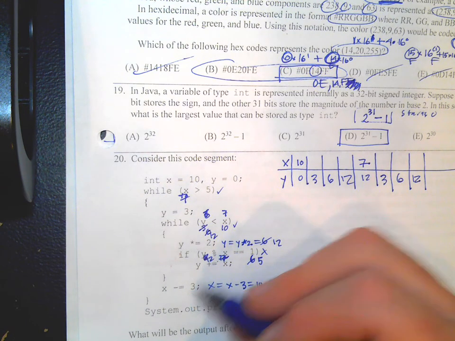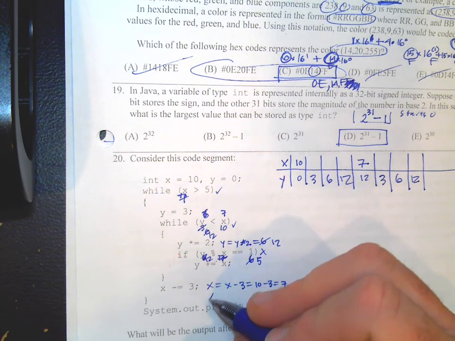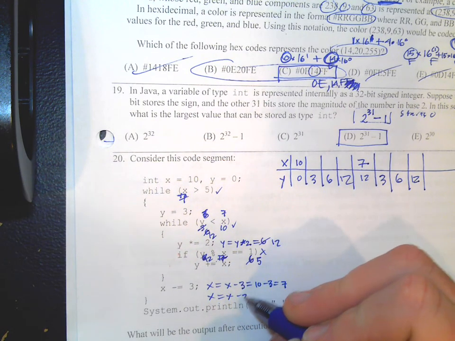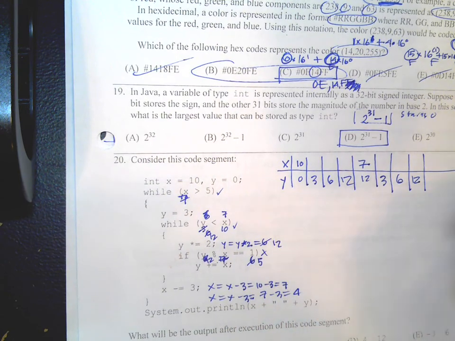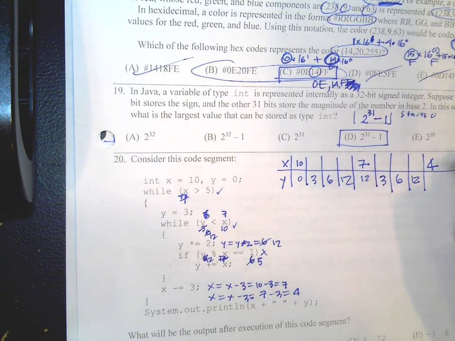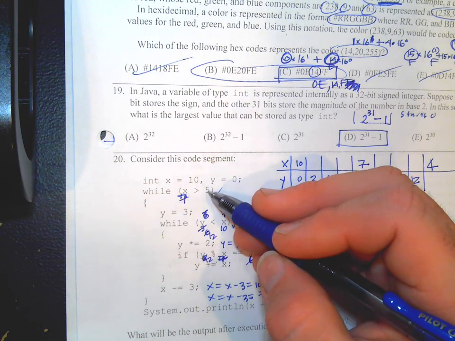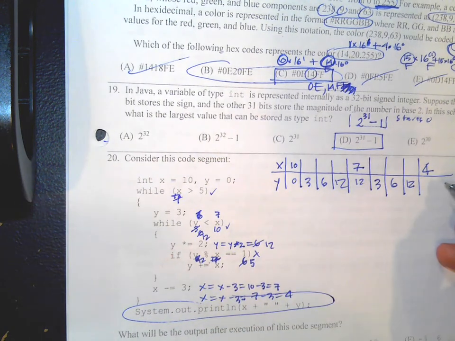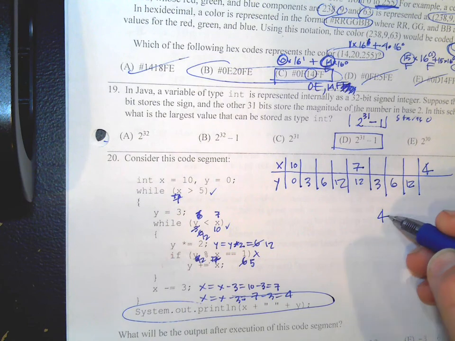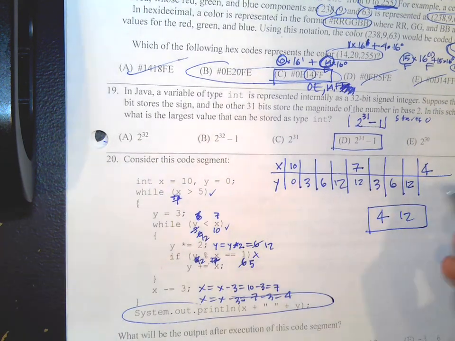And x is going to equal itself minus 3. Right now it is 7, and 7 minus 3 is 4. So now x equals 4. Goes back up to the top. Is 4 greater than 5? Nope. So we're done, and then it prints x and y out. So what were the last values? It's going to print 4 and 12. That's what it's going to print, 4 and 12.